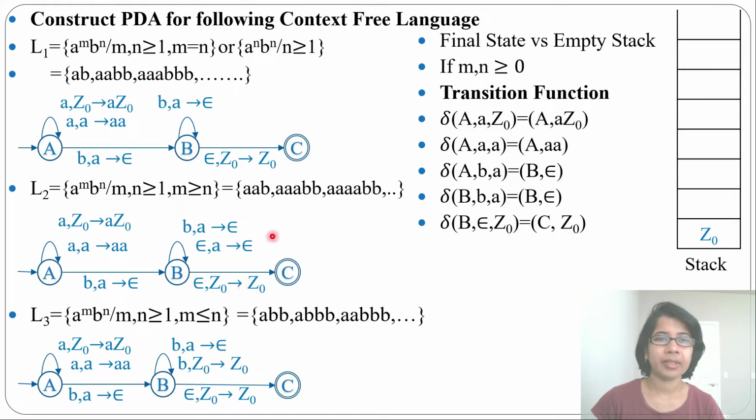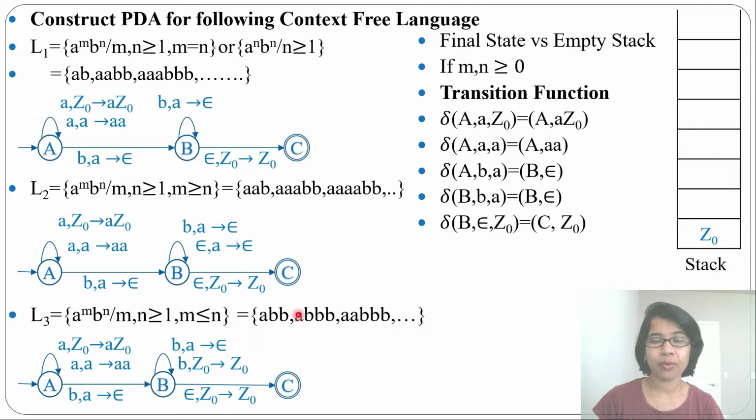Hi, in the previous lecture I discussed how to design a PDA for these three languages. The first language was a^m b^n, m equal to n. The second language was m greater than or equal to n. The third language was m less than or equal to n. Also I discussed how to write the transition function for the first language. You can write the transition function for the rest of the languages.